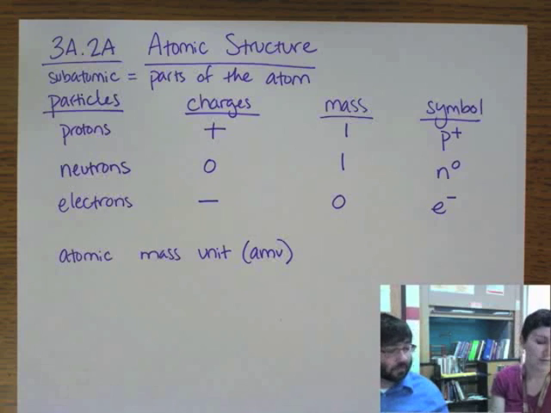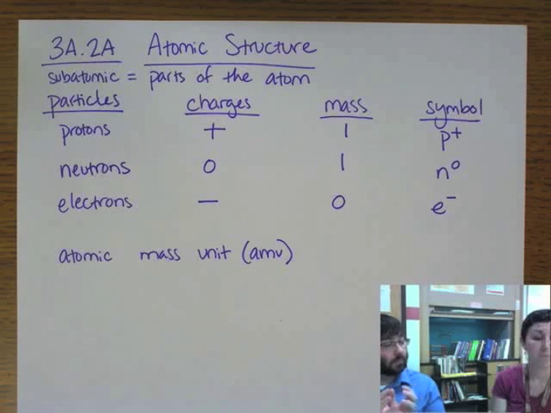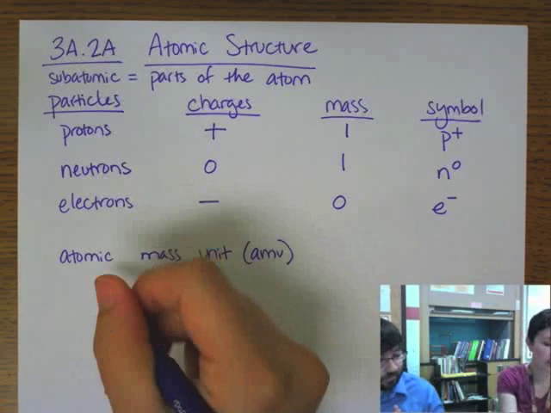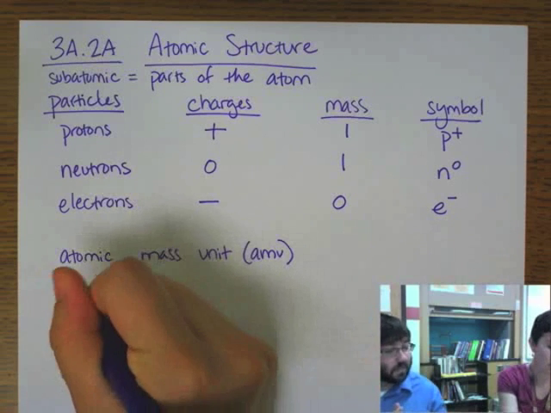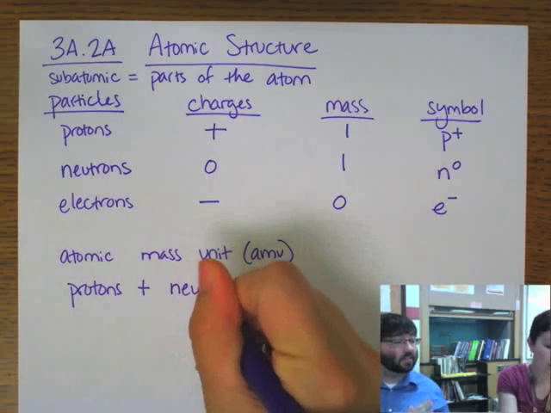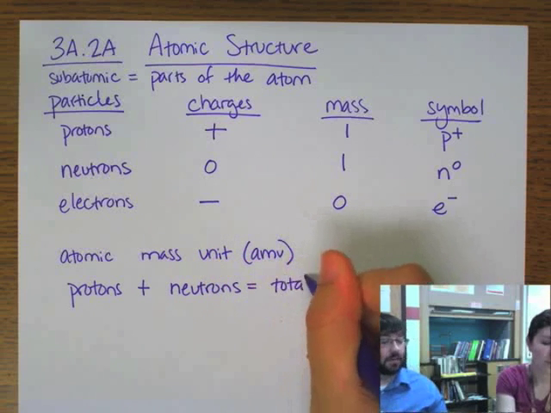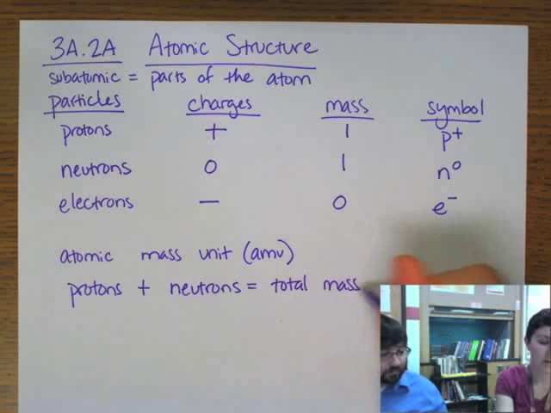Okay. So if we add up all the protons and the neutrons, we can get kind of an overall mass of that atom. Oh, okay. So protons and the neutrons. So if we add up all of our protons, we add up all of our neutrons, then we can kind of say this atom has a mass of this many AMU. Wow.